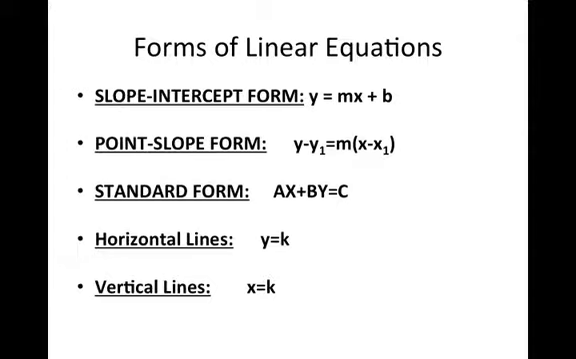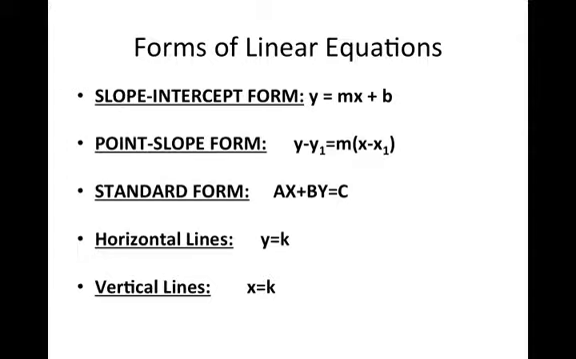Point-slope form is a good form to start with information. A lot of times you'll know a point and the slope, so you can get started and then work towards slope-intercept form. It's y minus y1 equals m times x minus x1. The plain x and plain y are the variables. m again is the slope, and then x1, y1 are coordinates of a specific point.